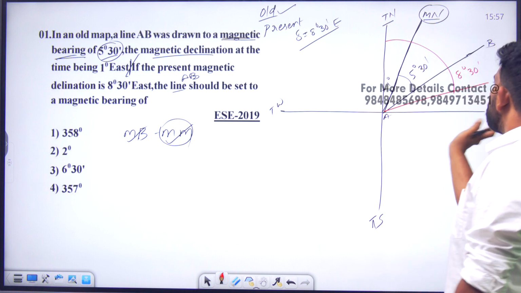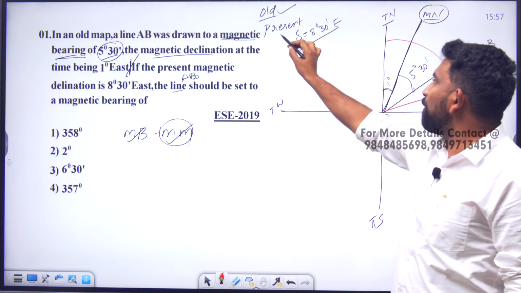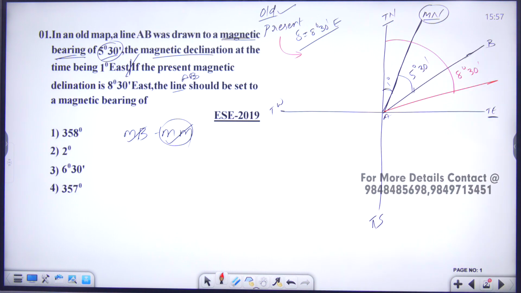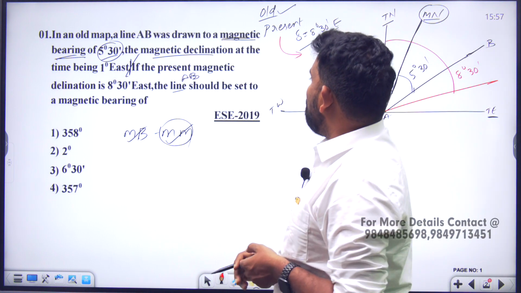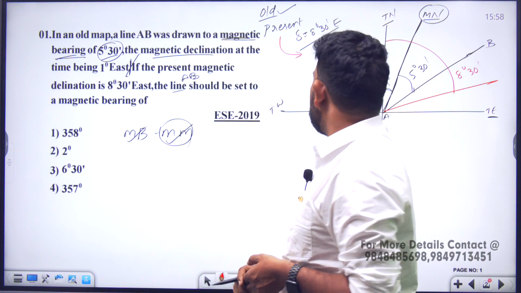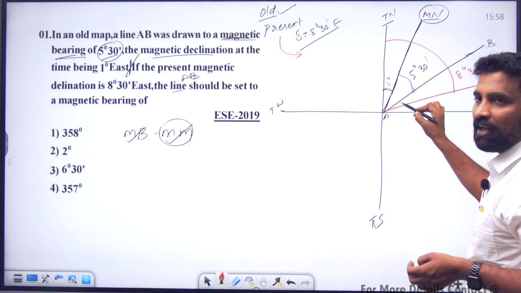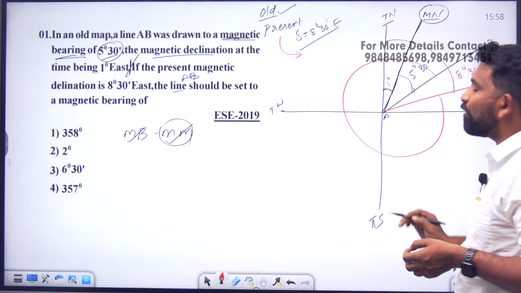This is nothing but lying towards east, right? This line is lying towards east. This is the present data, which I am representing in this color. So 8 degrees 30 minutes east is the present question. Now the question is, the line AB should be set to a magnetic bearing of dash. This is the line AB, and this line should be set to a bearing of dash. This is the bearing that he wants.